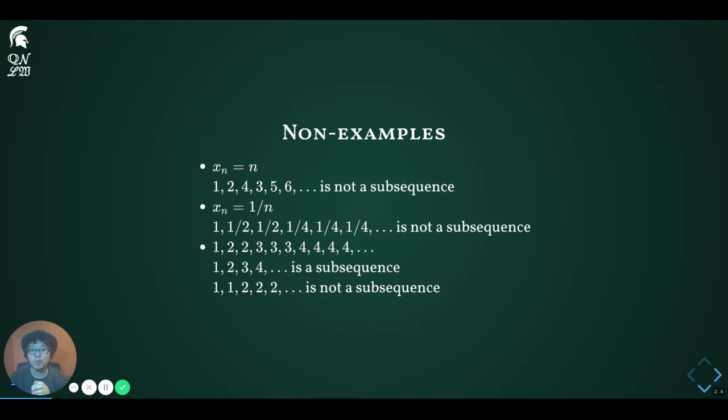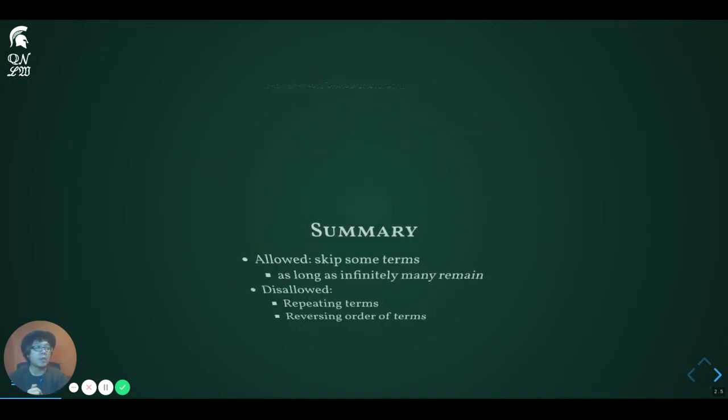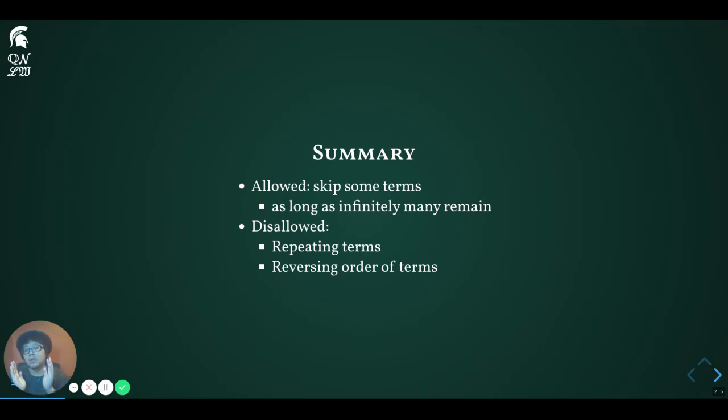On the other hand, if we try to write down the list 1, 1, 2, 2, 2, and so on, this cannot be a subsequence since 1 only appears in the original sequence once and 2 only appears twice. To get those two numbers to appear twice and thrice respectively, there must be repeats in the n sub k's. So, to summarize, in order to extract a subsequence from an original sequence, we are allowed to skip over some number of terms, as long as we're still left with infinitely many. But we are not allowed to repeat previously used terms, nor are we allowed to reverse the order of the terms.